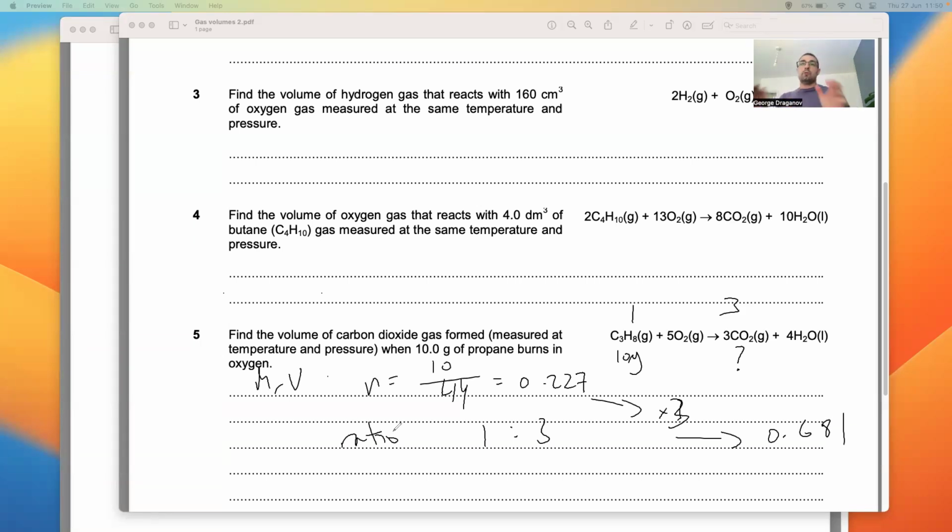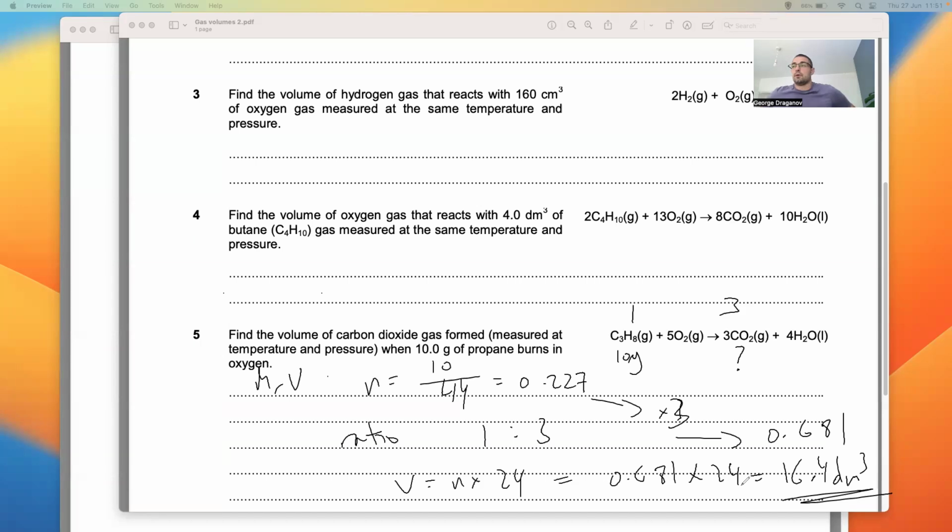Don't actually round, use the exact values on your calculator, remember, otherwise you'll lose the 1 mark for accuracy. Now they want the volume, so volume, remember, is moles times 24. So 0.681 times 24. And that will give us 16.4 decimeter cubed, remember, because we used 24. If you used 24,000, you would have got it in centimeters cubed.